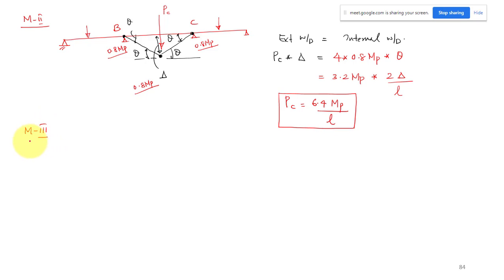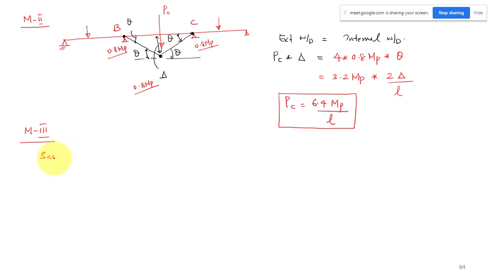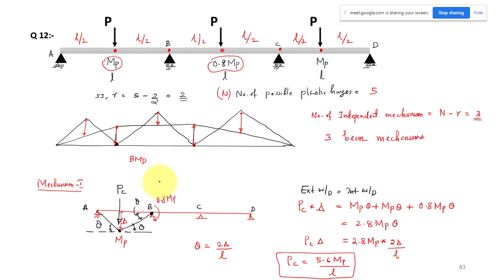And mechanism number 3. The third mechanism will be similar to the first mechanism. Is it same? Yeah, it is the same. Third mechanism is the same as mechanism 1, so you will get the collapse load of 5.6 MB by L. Third mechanism and first one will be same, collapse load equal to 5.6 MB by L.